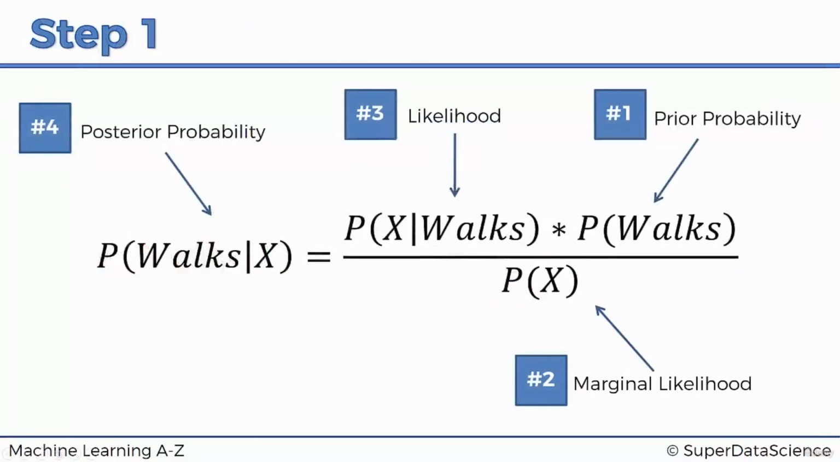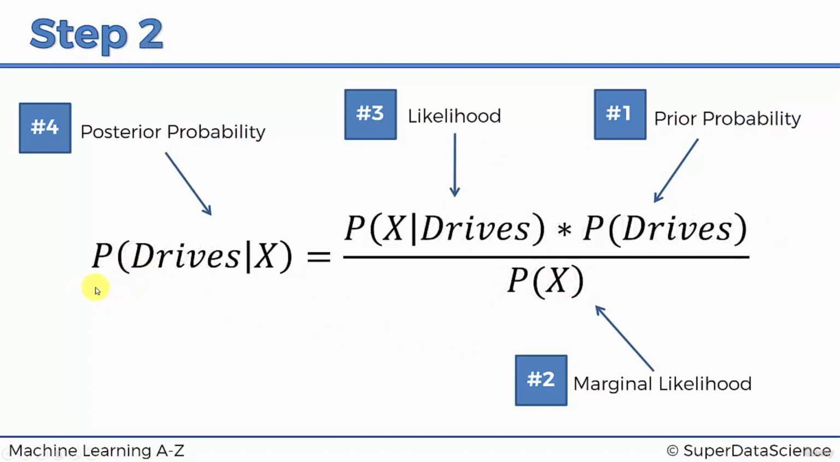So what does that mean? Well, let's have a look at the formulas. You can see that the formula in step 1 was the probability of a person who exhibits features X, that he or she walks to work. And that was the formula, and you can see P of X is at the bottom. And for step 2, it was the probability of a person who exhibits features X being a person who drives to work.